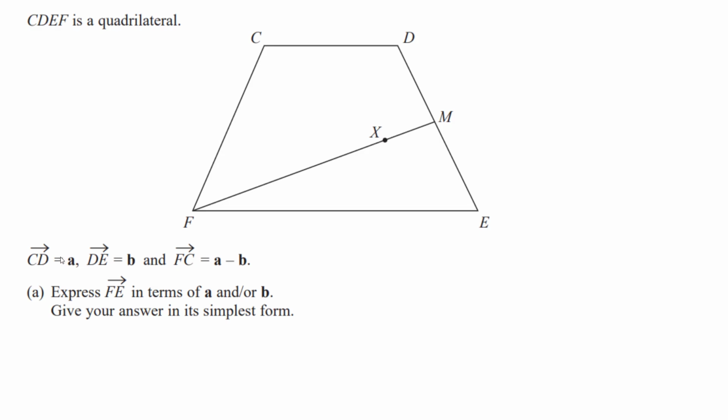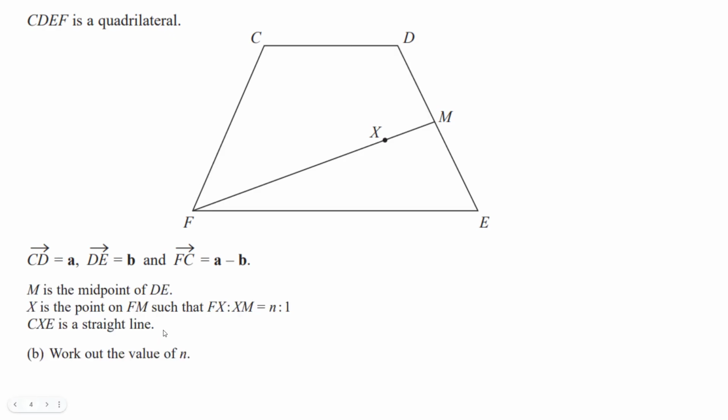So the question tells us FC, where is that? FC is this way, so that's A minus B. We'll just put in the rest of this. So A minus B, A and B. Okay, so to get from F to E, we'll go this way, this way, this way. So A minus B plus A plus B. So that's 2A. And that's the first part done.